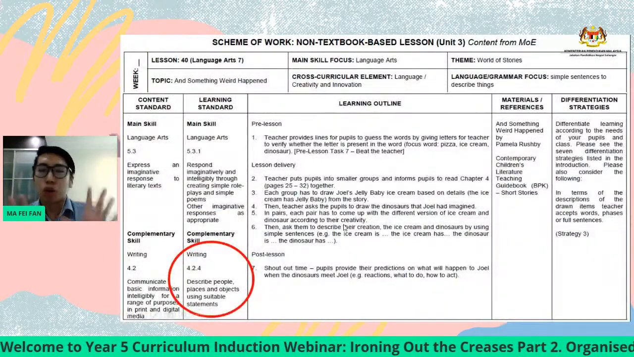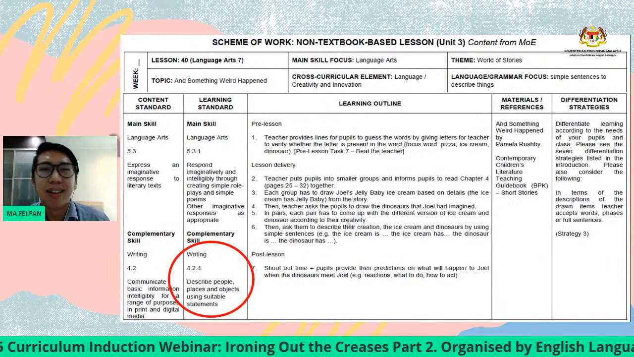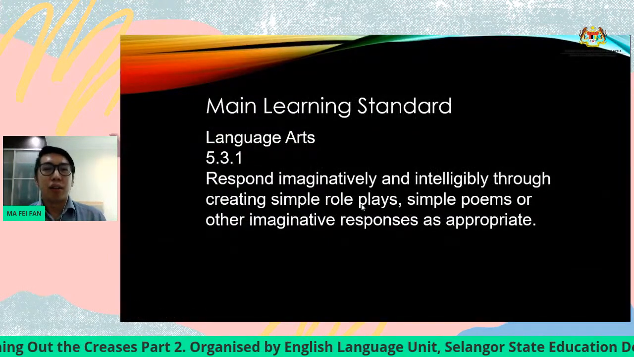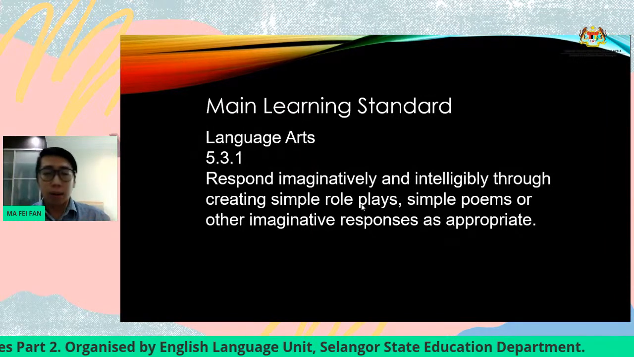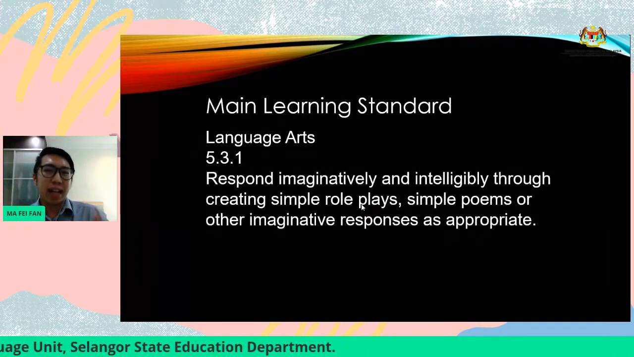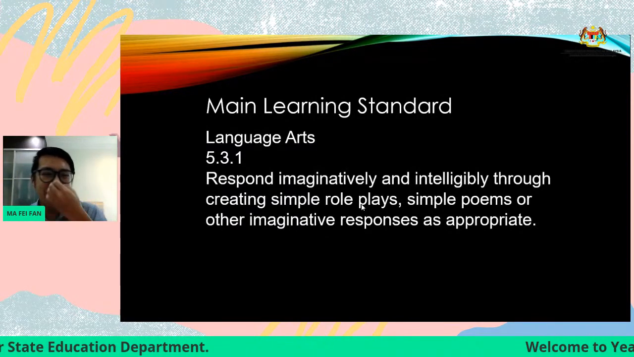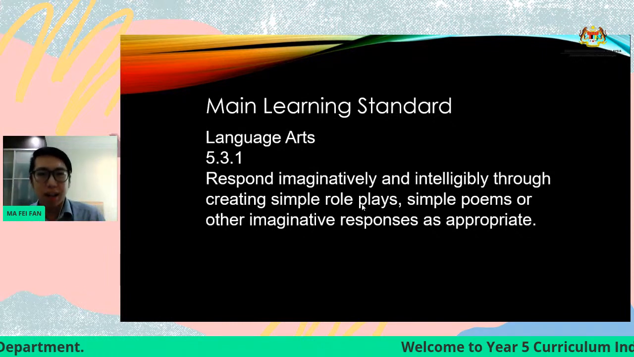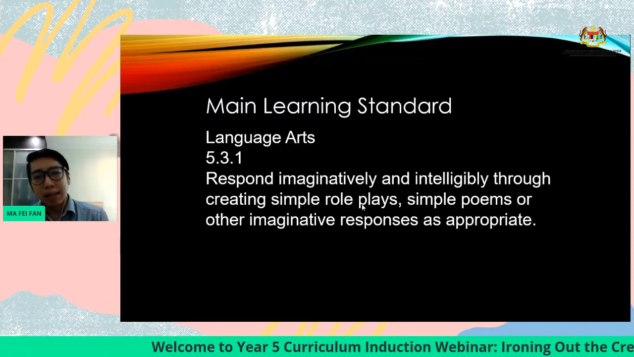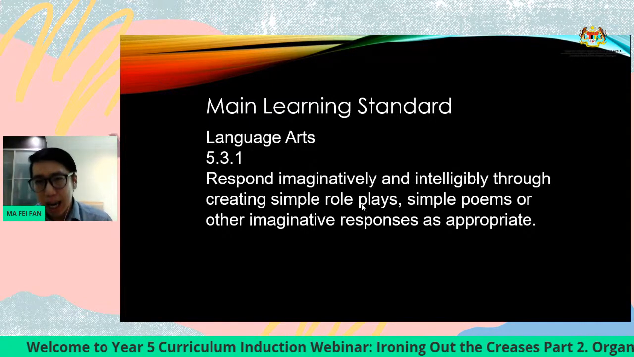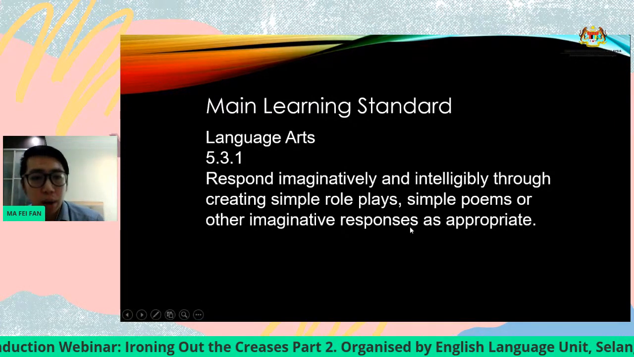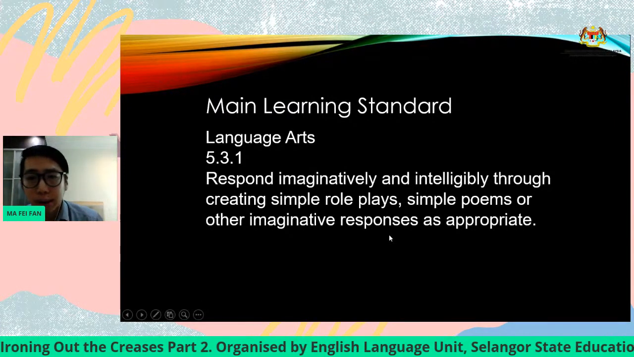So let's go through the lesson part by part. This is the main learning standard. Of course, for a language arts lesson, the main learning standard should be 5 point something, because it is related to language arts. For this particular lesson, the main learning standard is respond imaginatively and intelligibly through creating simple role plays, simple poems, or other imaginative responses as appropriate.